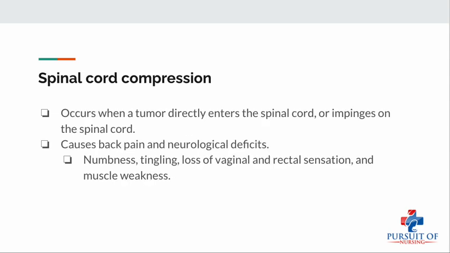All right, spinal cord compression. This occurs when a tumor directly enters the spinal cord or impinges on the spinal cord. So it causes back pain and neurological deficits such as numbness, tingling. You can have a loss of vaginal and rectal sensation, and it can cause muscle weakness as well.